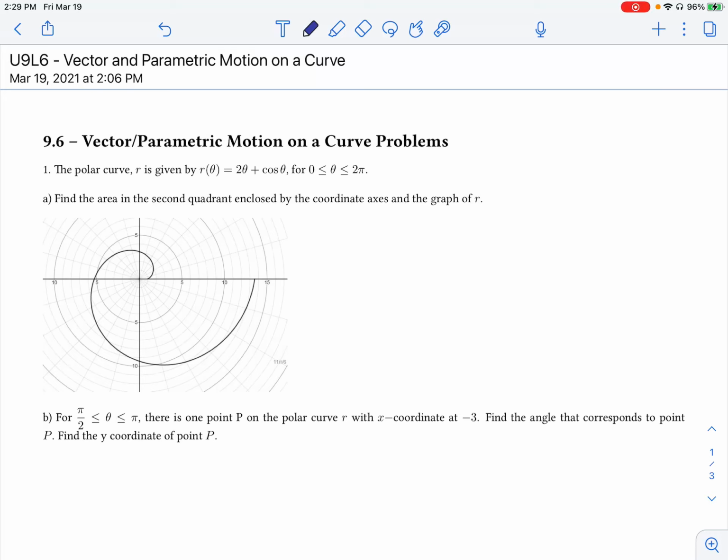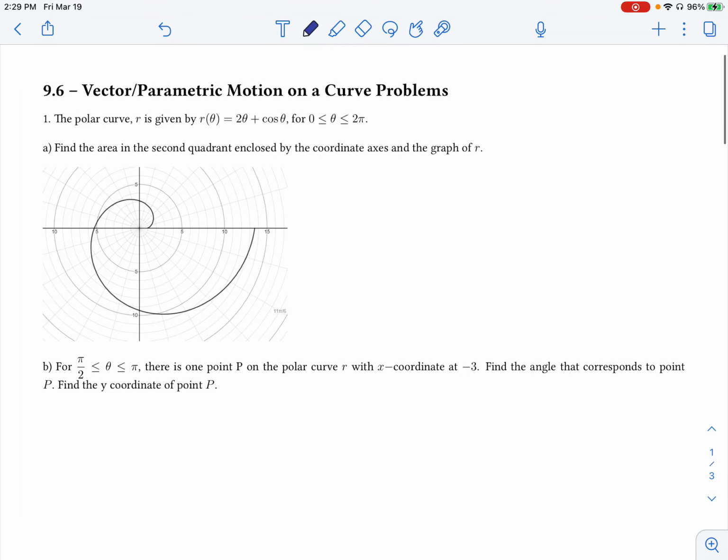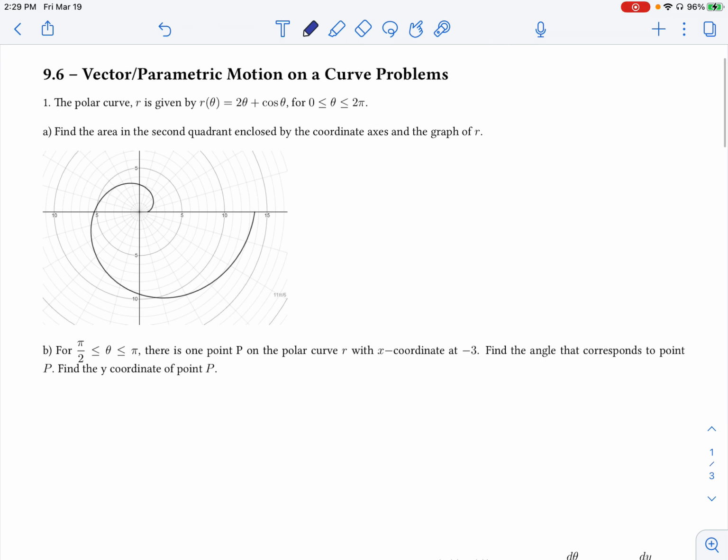We've covered a lot in this unit. We've looked at parametric and polar functions, and we've talked about finding the distance around an arc length or finding the area inside polar curves. So it seems fitting that for the final lesson of this course, we cover a lot of those things by looking at vector and parametric motion on a curve. So you're going to need your calculator.